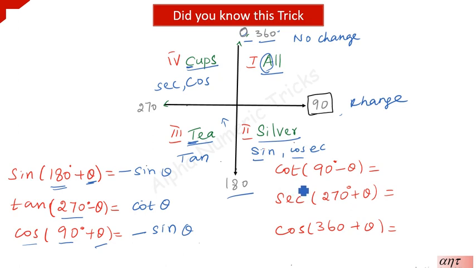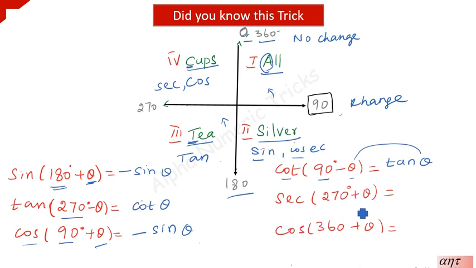And come to this one: cot of 90 minus theta. 90 minus theta lies in the first quadrant. So here all the terms are positive. But because of this 90, this cot is changed to tan, okay, tan, and this angle you have to write. Tan theta.